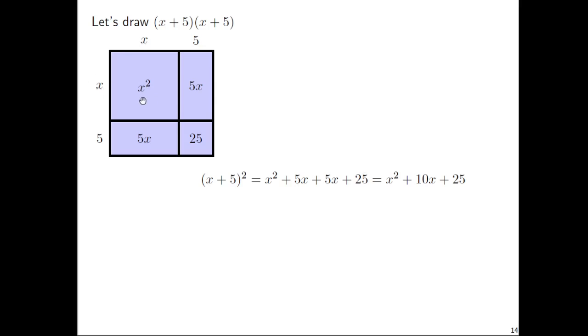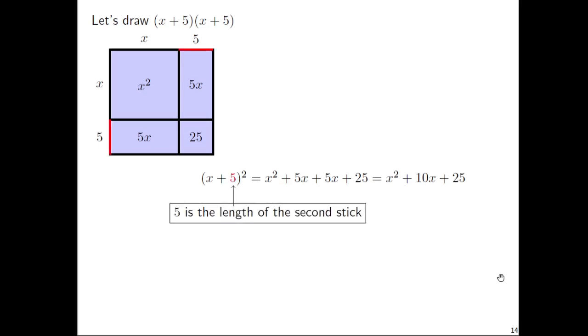Right? X times x is x squared, and x times 5 is 5x, and x times 5 or 5 times x is again 5x, and then 5 times 5 is 25. So you see the 4 terms here, and if we collect like terms, 5x plus 5x as a 10x, we end up with x squared plus 10x plus 25.